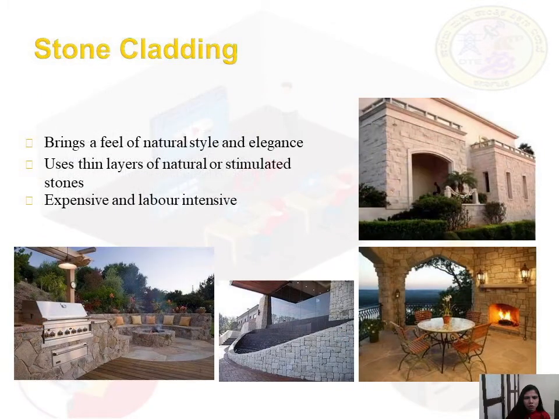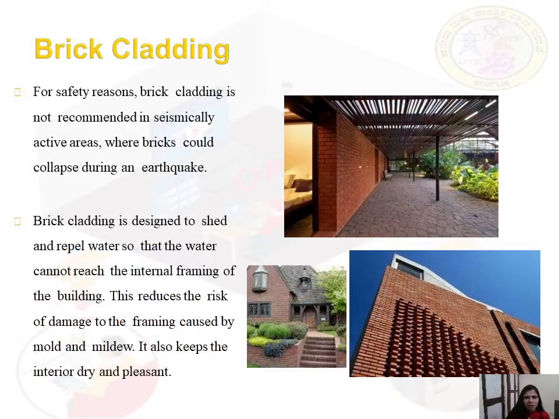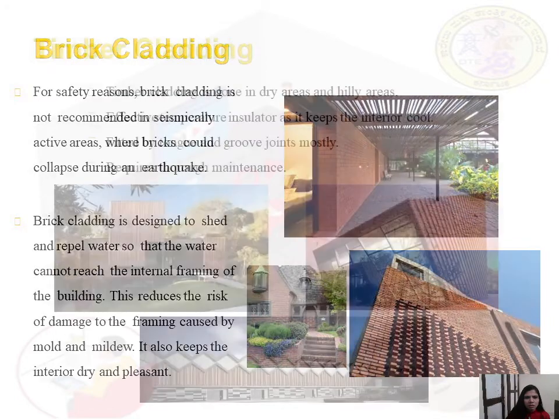The next is stone cladding, the outside walls which are made of stones, and you can even use granite cladding. The next is brick cladding. Bricks of high superior quality are used for the purpose of cladding. The next is timber cladding.